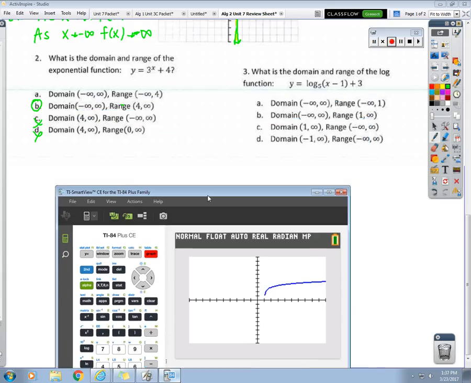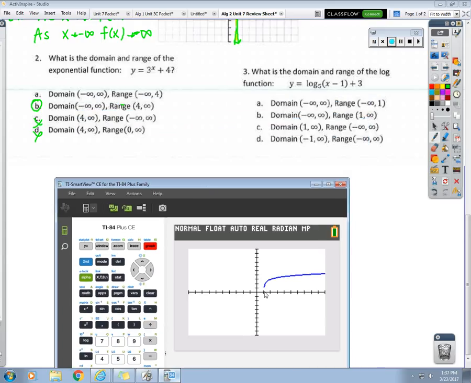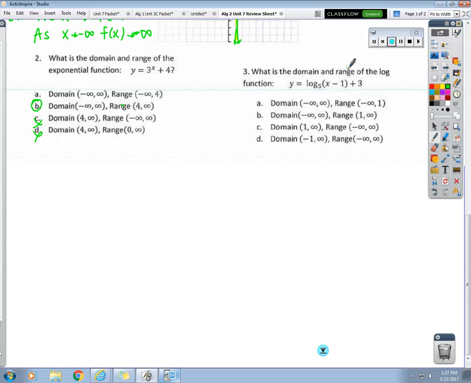Okay, right 1, move the asymptote over to 1. So wouldn't that cause your domain to be from 1 to infinity? And then the range of any logarithmic function is all real numbers, so it has to be C. Okay, right. If you know the rules and you know what everything does.